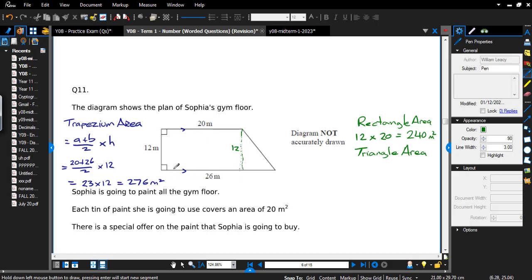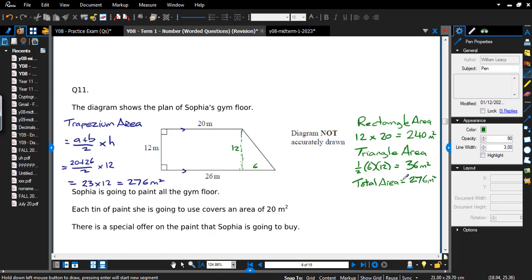That's better. Here to here is 20, so that has to be 6. Area of any triangle is half the base times the height, which is half of 6 times 12. What's half of 6? 3. So 3 times 12 is 36 meters squared. So the total area equals 240 plus 36, which is 276 meters squared.